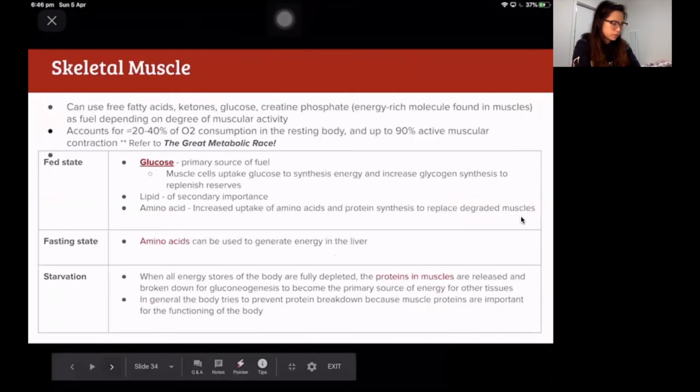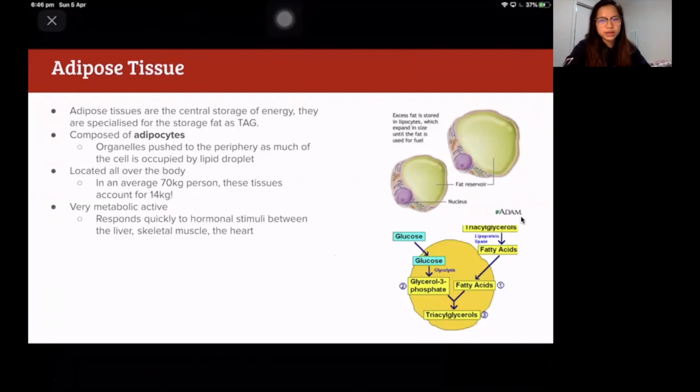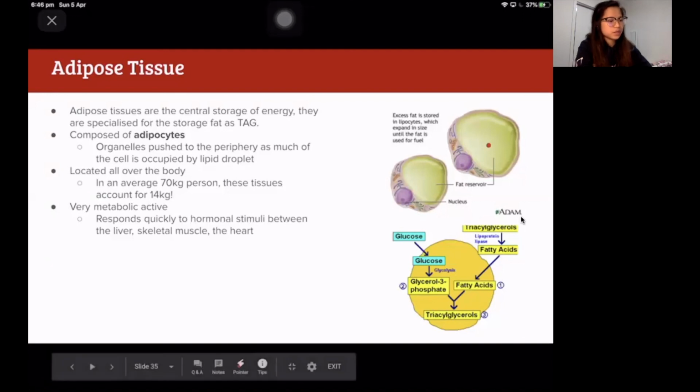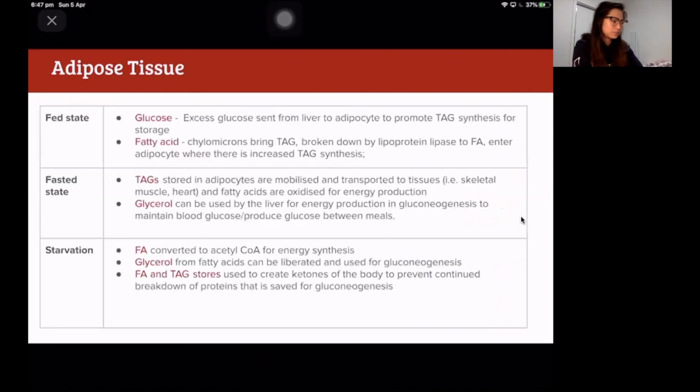All right, so I'm going to move on to adipose tissue. Adipose tissue is where most of the energy in the body is stored. It's stored in the form of TAGs. And there's an adipocyte right here. You'll see that all the organelles are pushed up to one side so that the main cell is occupied by a big fat droplet. It's located all over the body and it's very metabolically active.